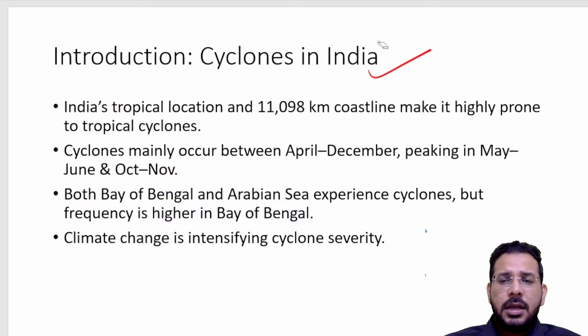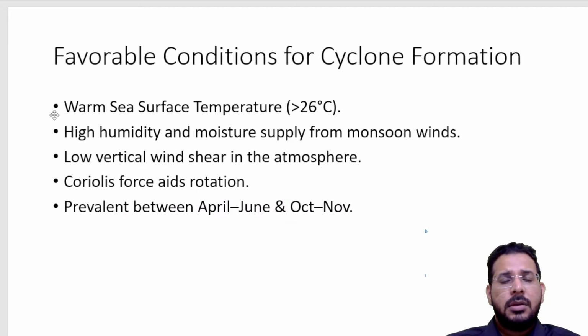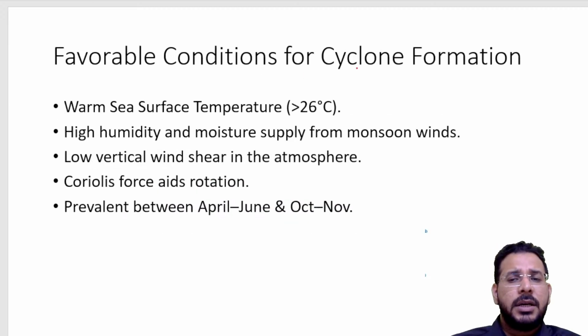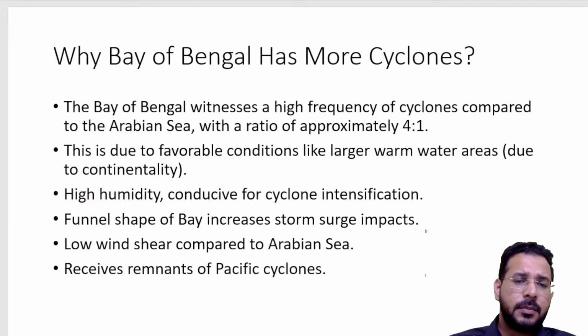In India, both the Bay of Bengal and the Arabian Sea experience cyclones, whereas the cyclones in the Bay of Bengal are higher. What are the favorable conditions? As we discussed, warm sea surface temperatures, high humidity, low wind shear, Coriolis force, etc.